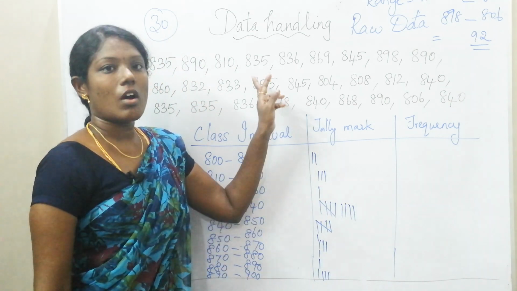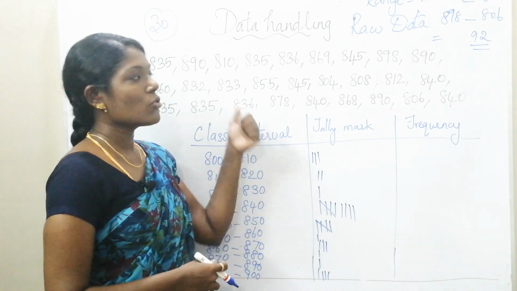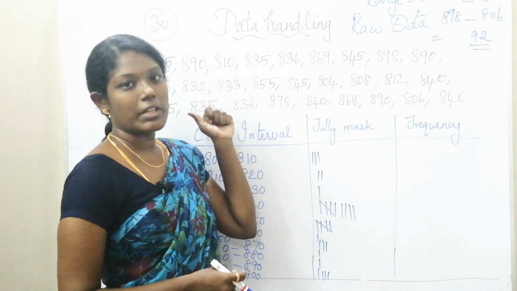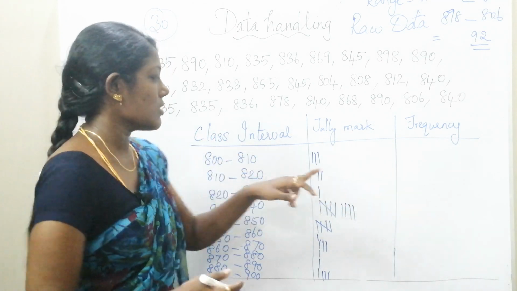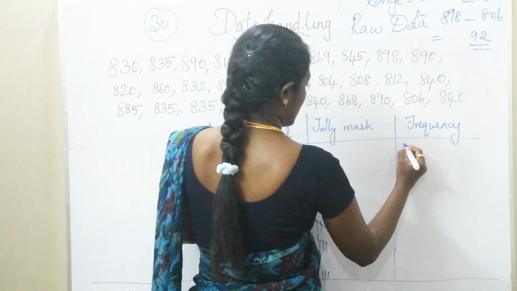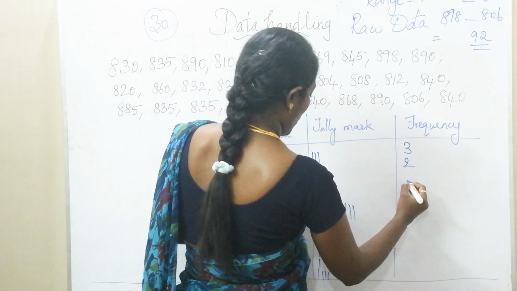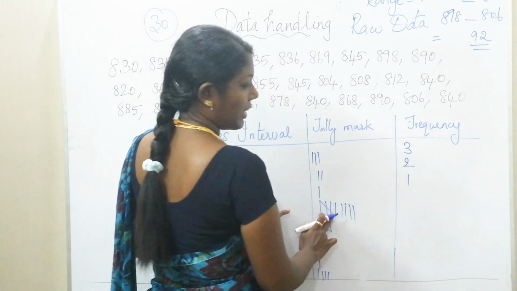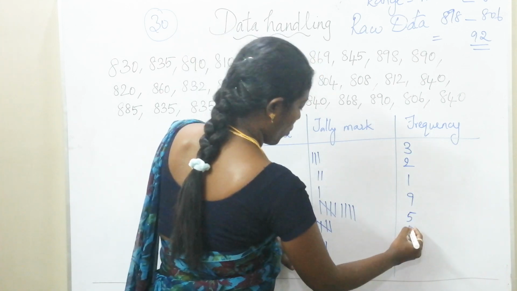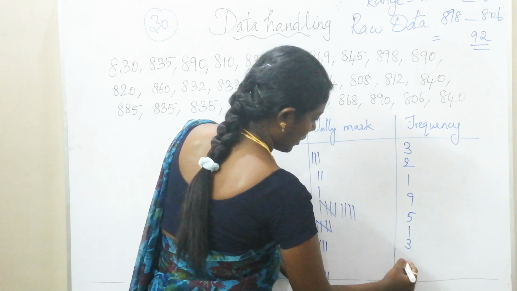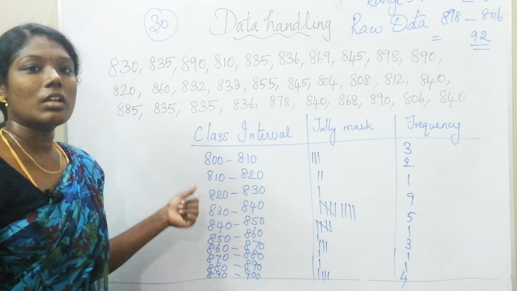So I've just drawn the tally mark for all the columns. So tally mark has been drawn for all the entries that is given over here, and after drawing the tally mark I'm going to calculate the frequency, and the frequency will be 3. I'm just counting how many entries I have given. 2, 1, this is 5 plus 4, 9, this is 5, and again I have 1, 3, 1, 1 and 4. So this is how I draw the tally mark table.